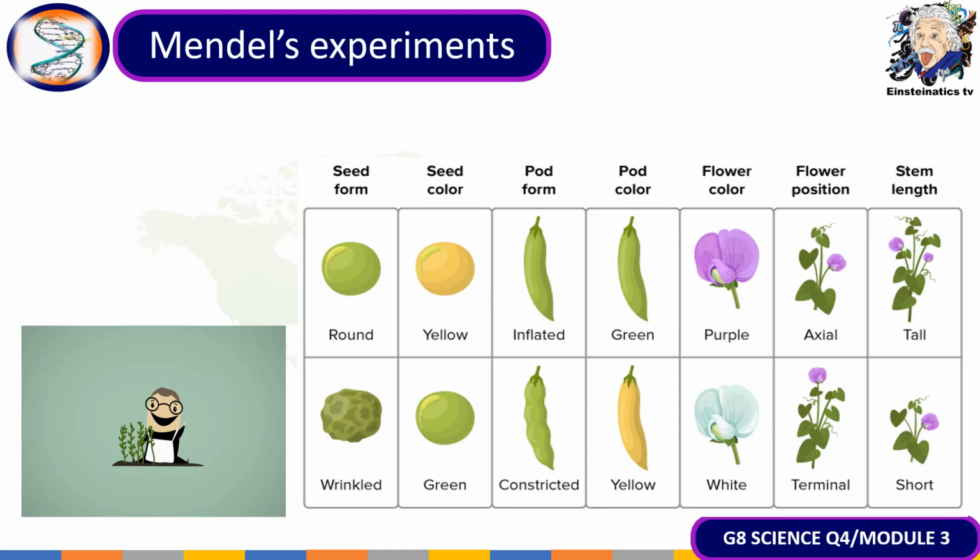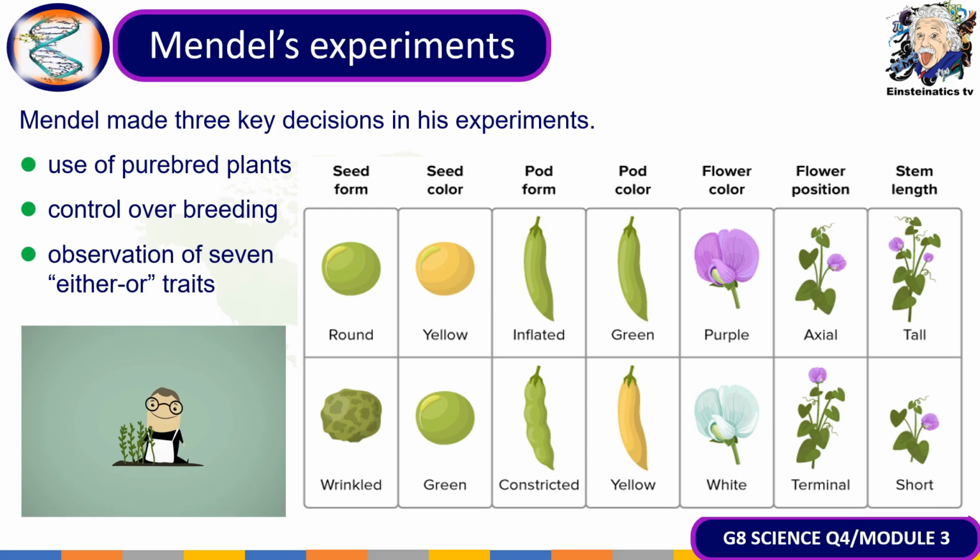So during his experiment, Mendel made 3 key decisions in his experiments. Unang-una, gumamit siya ng purebred plants. Ikalawa naman, meron siyang control ng breeding ng mga pea plants. And yung ikatlo naman is observation of the 7 either-or traits.